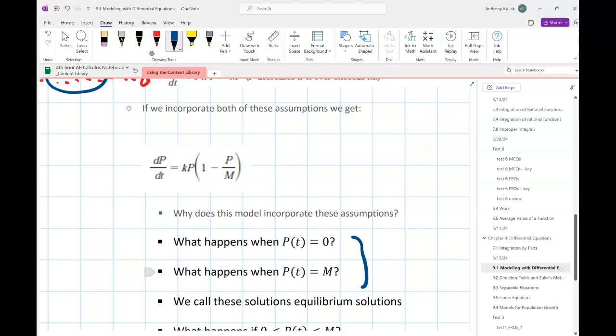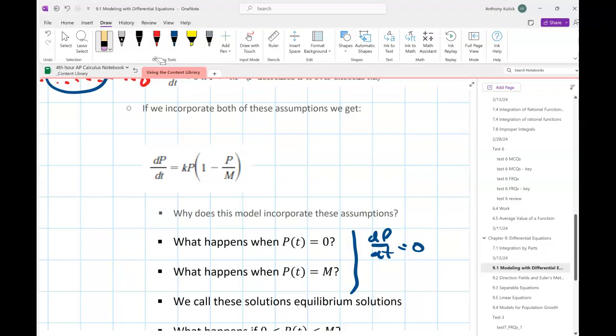Okay. These guys right here we call equilibrium solutions, because once P has reached that value, the rate of change is 0, right? dP/dt becomes 0 for either of those situations, which means that once you hit that, you're never going to leave it. Because once you've hit a rate of change of 0, you can't go anywhere else, right?